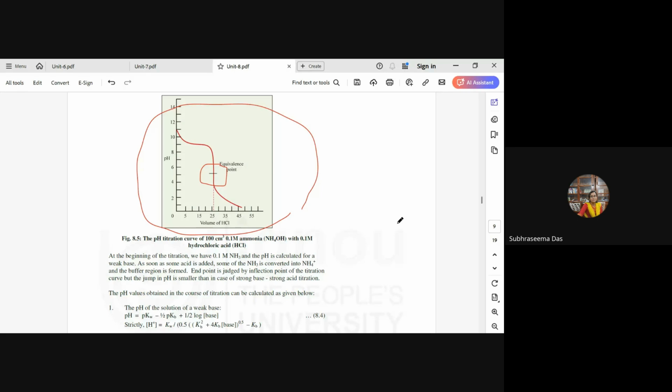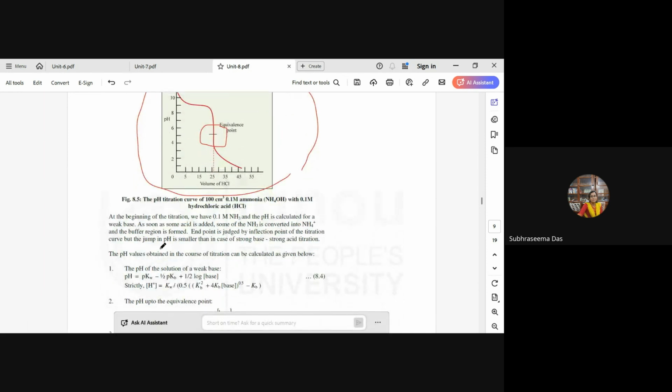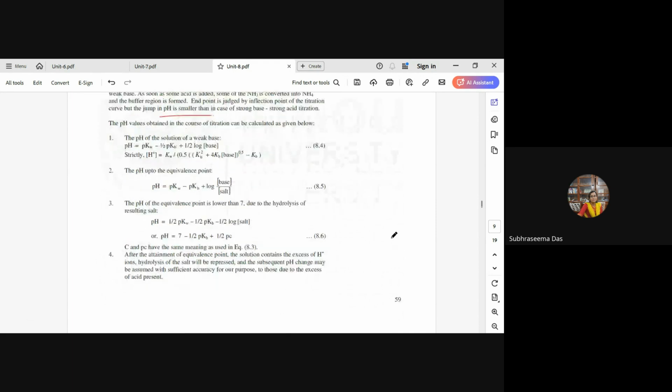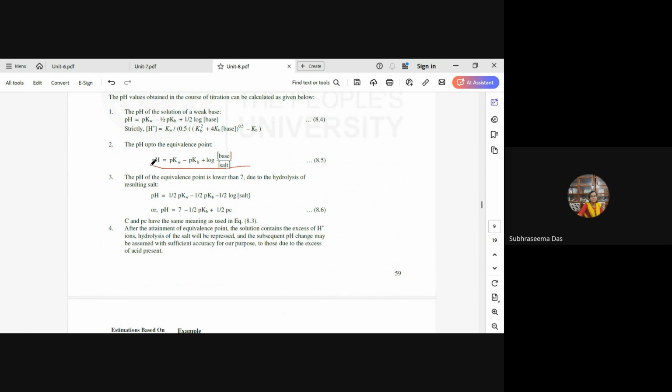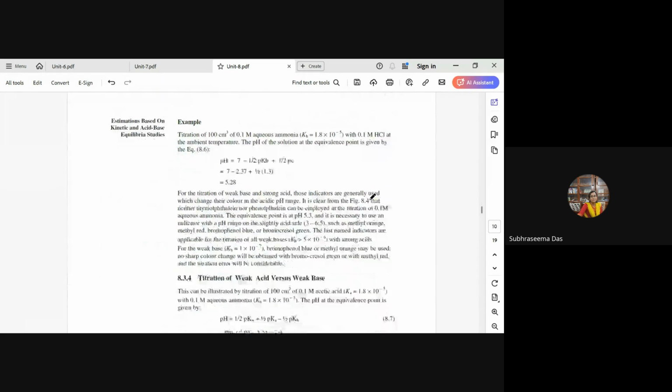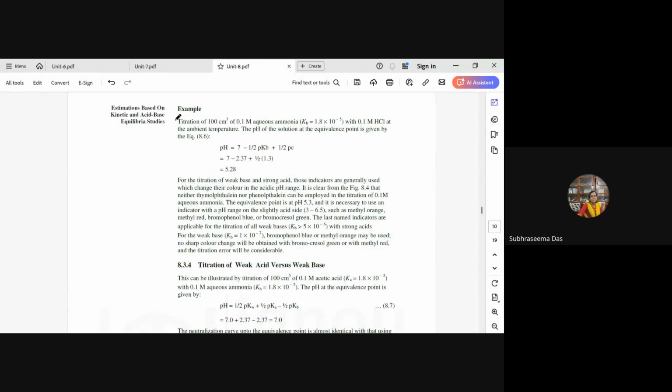At the beginning of the reaction, we have 0.1 molar ammonia as such, and the pH is calculated for a weak base, because ammonium hydroxide is a weak base. Now as soon as some acid is added, some of the ammonia gets converted to NH4+, and then a buffer region is created. The endpoint is judged by the inflection point of the titration curve, but the jump in pH is smaller. Here we see a small jump in pH, and then we can calculate the pH up to the equivalence point using this equation. Here one example has been shown of how to calculate the pH at the equivalence point.